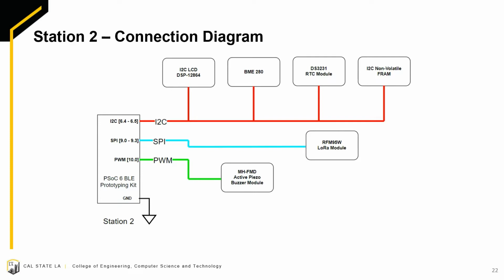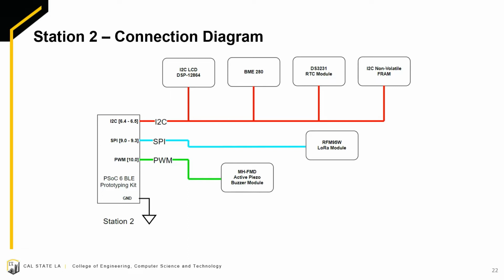Here we have the connection diagram for this station. Even though we have multiple sensors, most require the I2C pins of the microcontroller. We can differentiate each sensor connected in I2C by its 8-bit address. The I2C connection is denoted by the red-colored wire. The LoRa module is the only sensor that uses SPI protocol. The SPI connection is denoted by the light blue-colored wire.